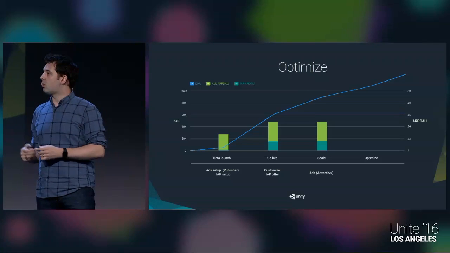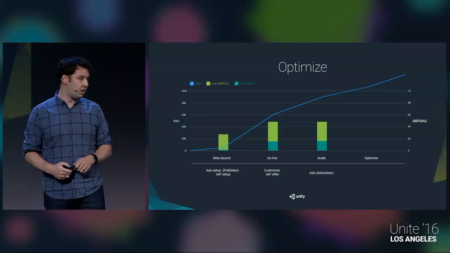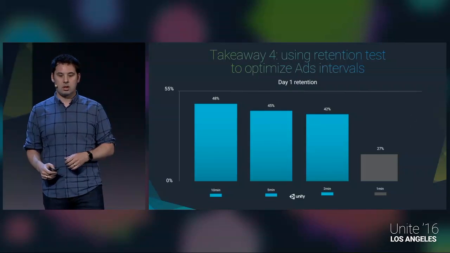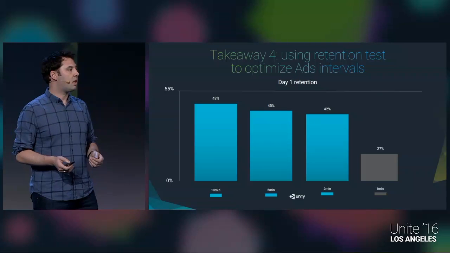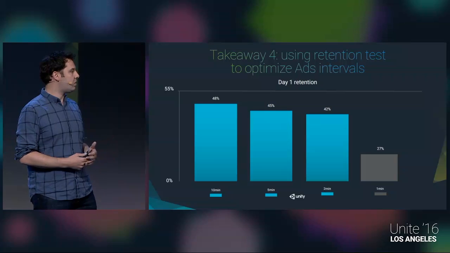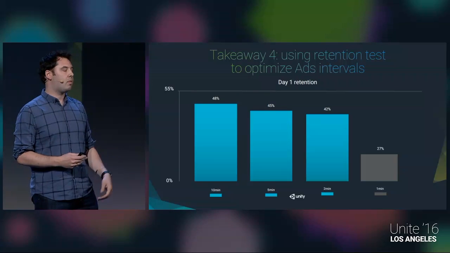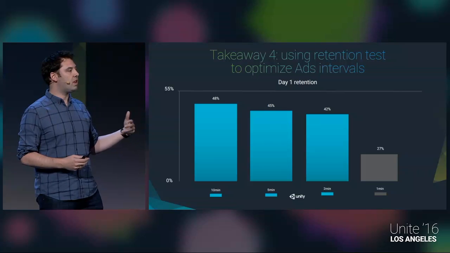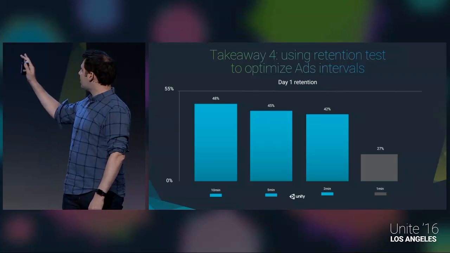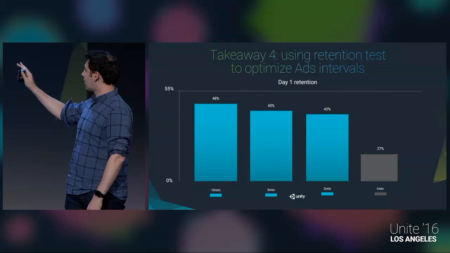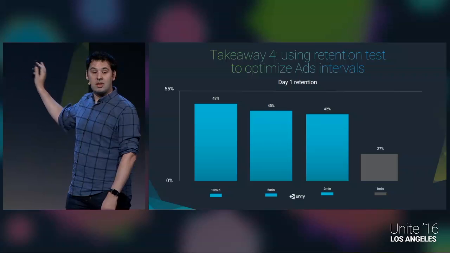In this case, what Twimler did was they decided they were going to optimize the way ads worked in their game. They did this by looking at retention. And what they found was, at first, they were showing an ad every 10 minutes. This worked well, but they wanted to see if they were leaving some potential on the table. They gradually dialed down or increased the ad frequency and saw what the effect was on retention.